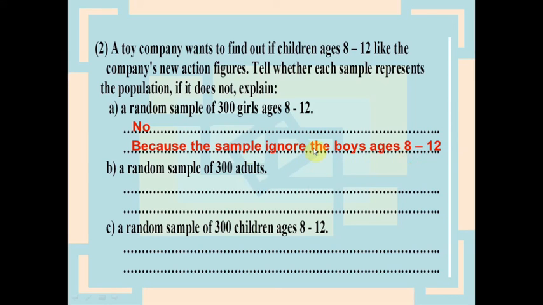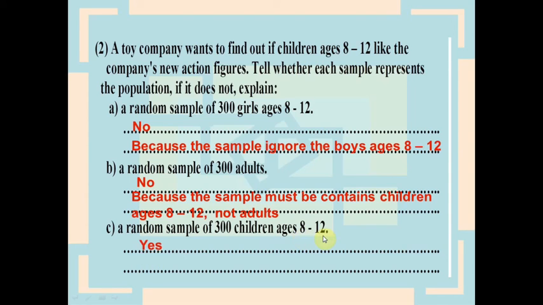8 to 12. B: a random sample of 300 adults. This also does not represent the population, because the sample must contain children ages 8 to 12, not adults. C: a random sample of 300 children ages 8 to 12. This represents the population, because here it contains children ages 8 to 12.